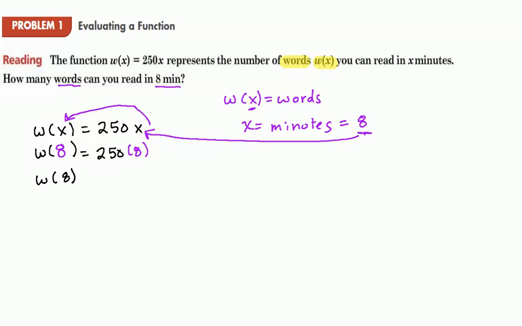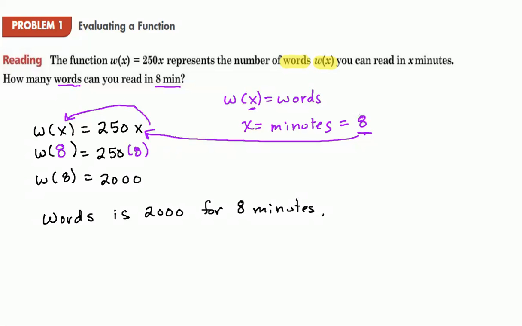W of 8 equals 250 times 8. 250 times 8 is going to equal 2,000. So therefore, the number of words is 2,000 for 8 minutes. And there's our answer to problem number 1.